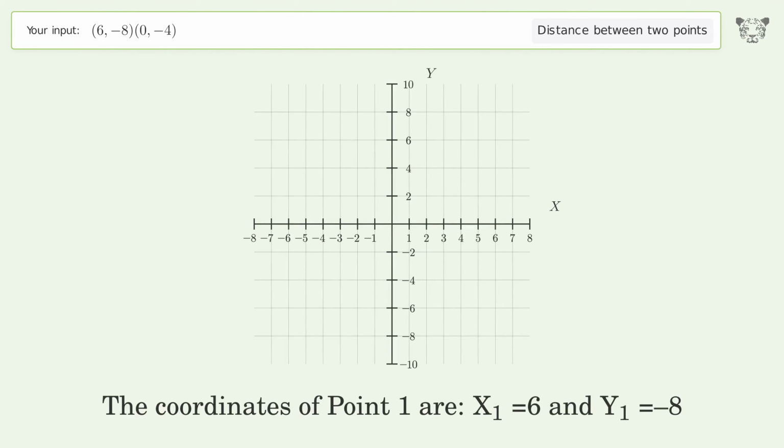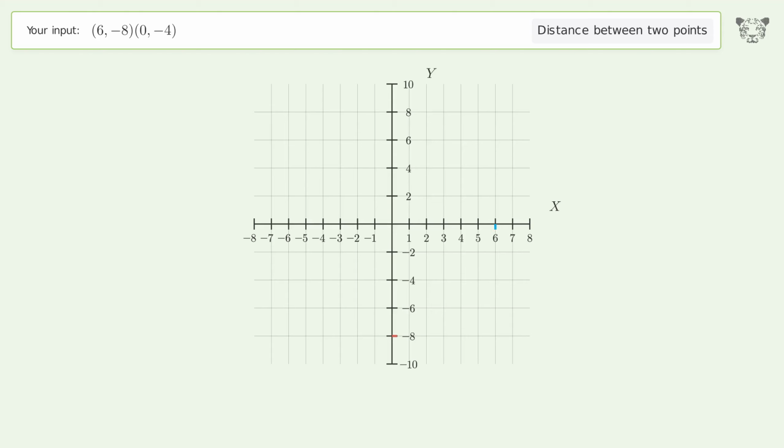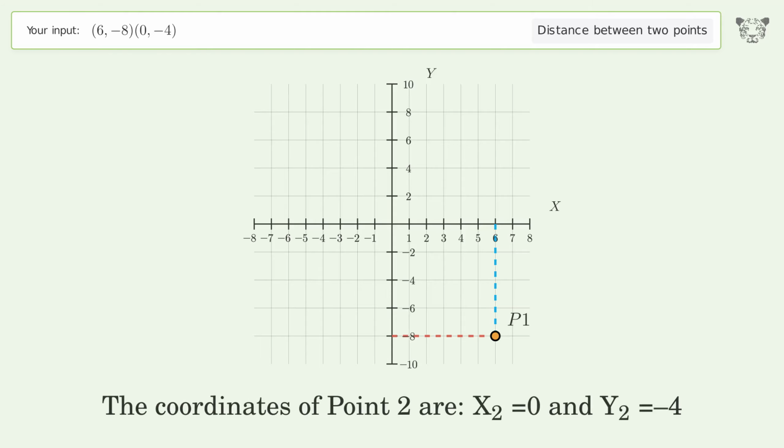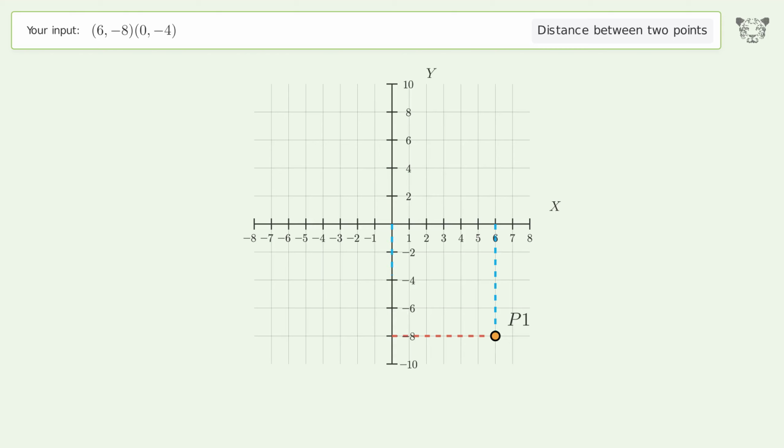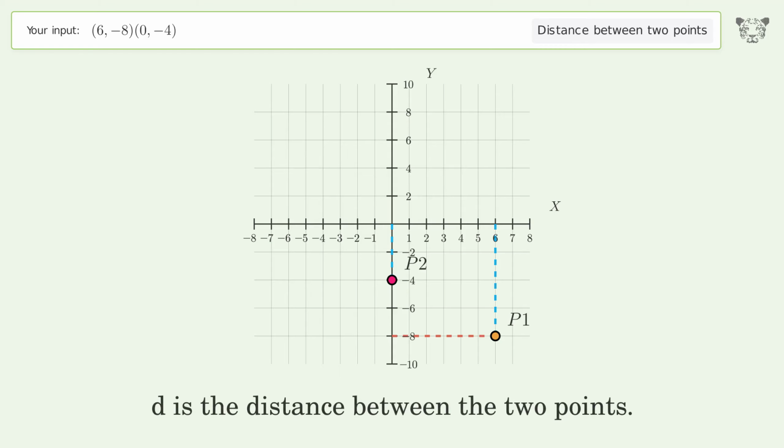The coordinates of point 1 are x1 equals 6 and y1 equals -8. The coordinates of point 2 are x2 equals 0 and y2 equals -4. D is the distance between the 2 points.